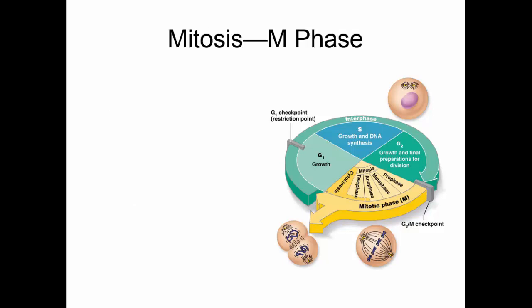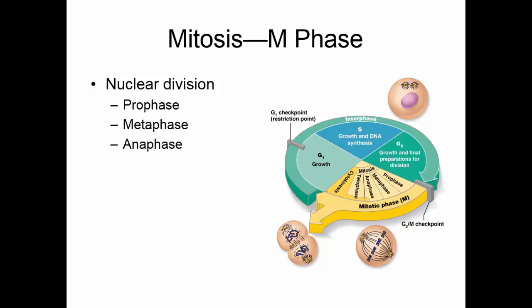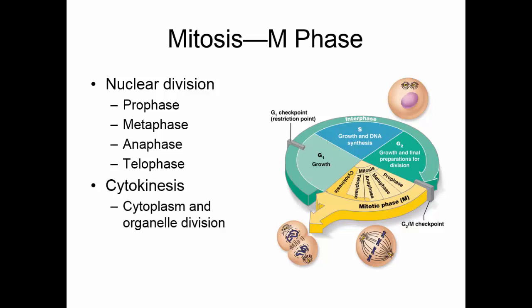The M phase, or mitosis, is the phase of nuclear division. We've just made those chromosomes, and we want to make sure that one of each pair goes into the new cell. The nuclear division is divided into four phases: prophase, metaphase, anaphase, and telophase. At the end of telophase, or sometime during telophase, we have cytokinesis occur. This is when the cytoplasm and the organelles divide. We end up with two new identical cells. These are clones of the original cell.